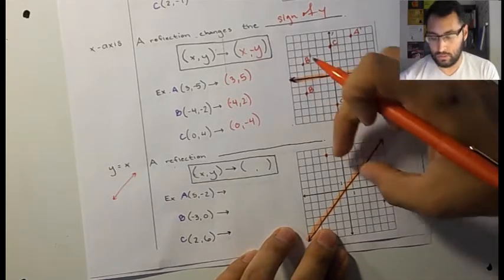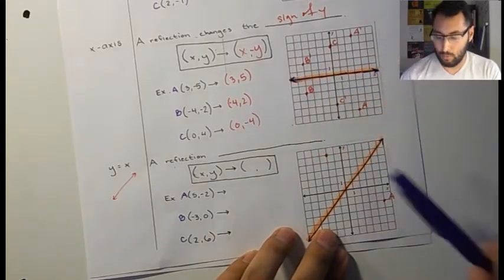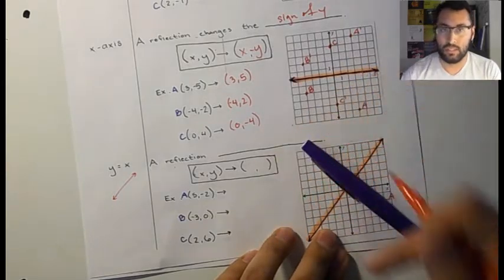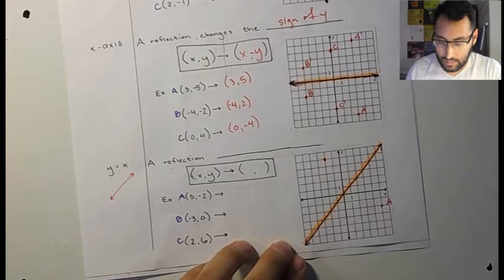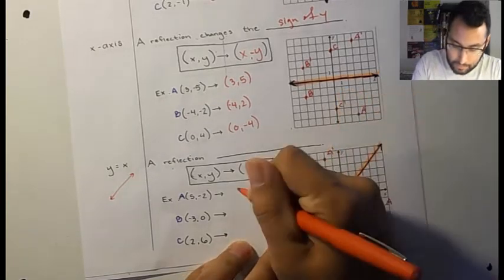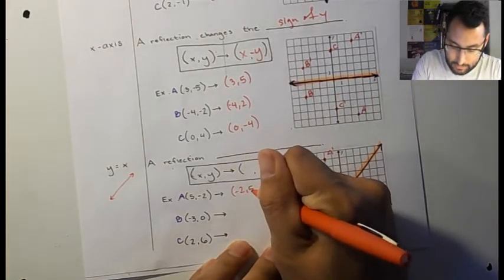Notice how those are the same distance away. It forms a perpendicular, just meaning it crosses at a right angle, perpendicular set of lines. So that's where A prime is. So that's negative 2, positive 5.